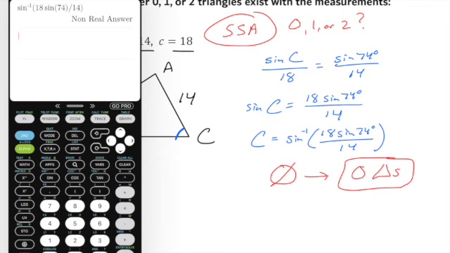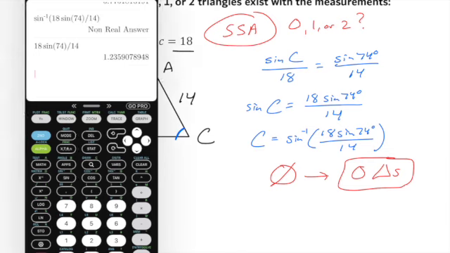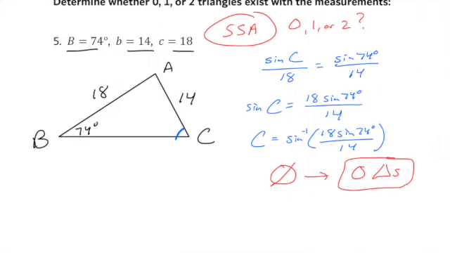And when we did that last video, we said the way to think of this is that the decimal you're trying to take the inverse sine of is 1.23. And there's no angle that has a sine bigger than 1. The biggest the sine can be is 1. So not surprising. So that's one way to tell.